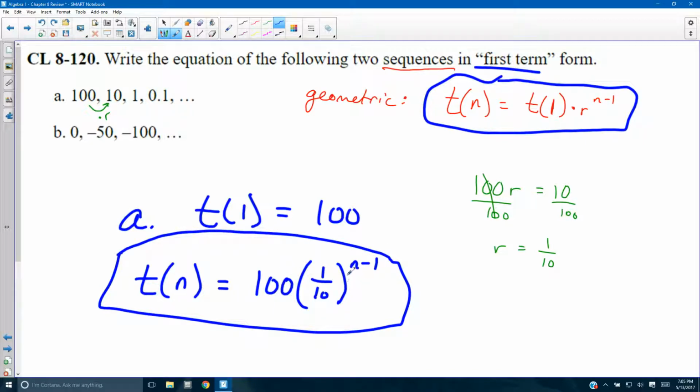I could find term number 100 this way as well. It would be an incredibly small number. I'm sure the calculator would probably say 0 because it would give up. But this still qualifies. This still works. It works for the next ones as well.